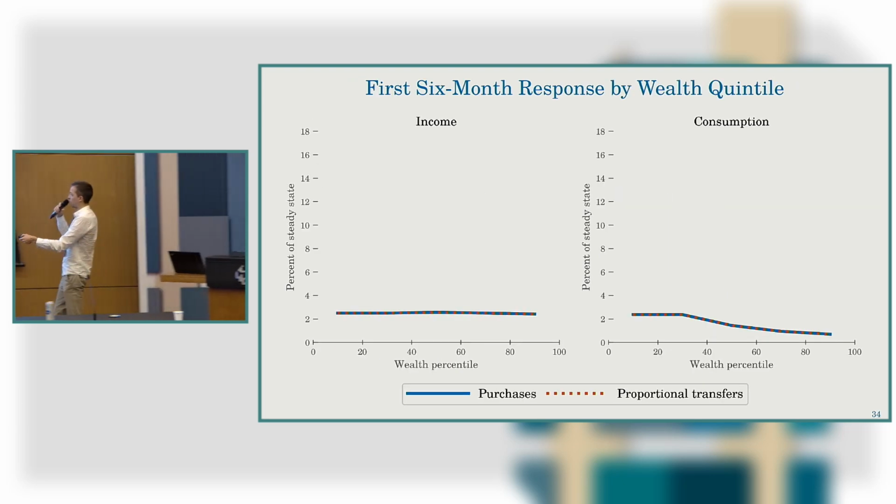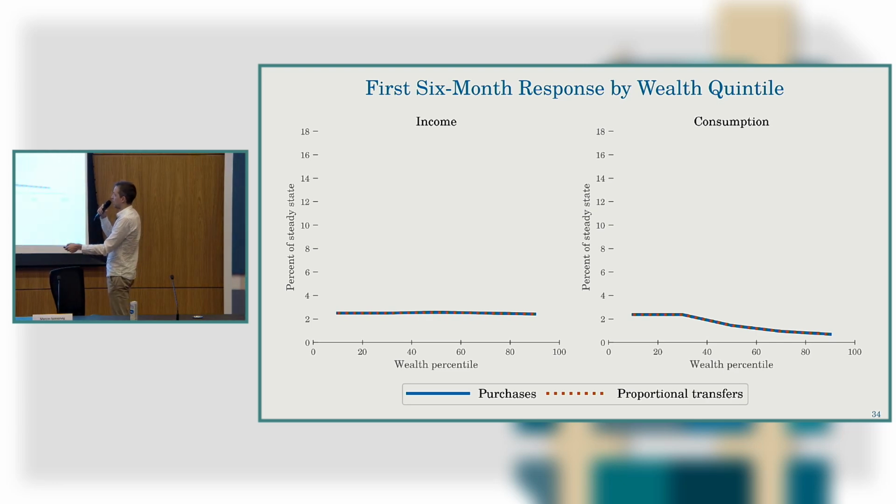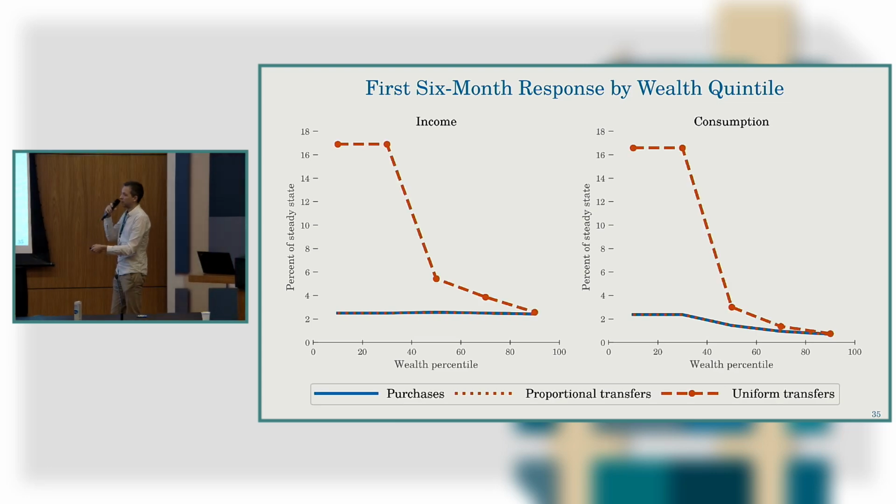So here are purchases across the wealth distribution. Purchases are proportional. We're working on a version where we'll make them regressive as in the data, but here they're proportional, so they tend to raise the consumption of the poor a little more, but they raise income roughly the same across the distribution. Same goes for proportional transfers. But uniform lump sum transfers, the same to everybody, give way more income to the poor as a share of their initial income, and therefore lead to a much bigger response of consumption of the poor. That's what's boosting the aggregate response of consumption, and that's what's driving welfare here.